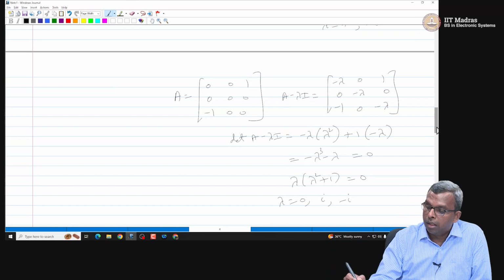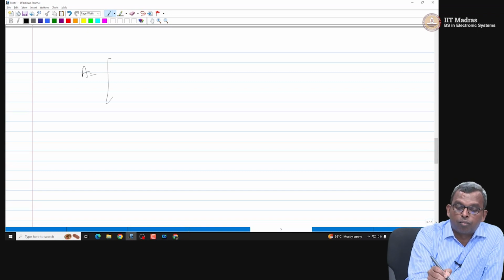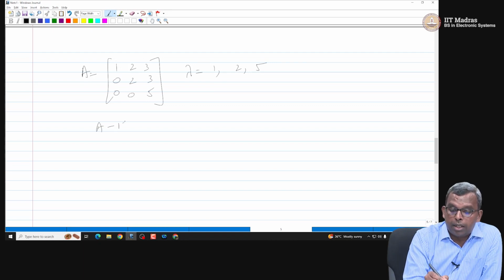I think let us do this. A is [1, 2, 3; 0, 2, 3; 0, 0, 5]. So, we know that the eigenvalues are 1, 2, 5. Now, if you look at A minus 1 times I, it will be [0, 2, 3; 0, 1, 3; 0, 0, 4].